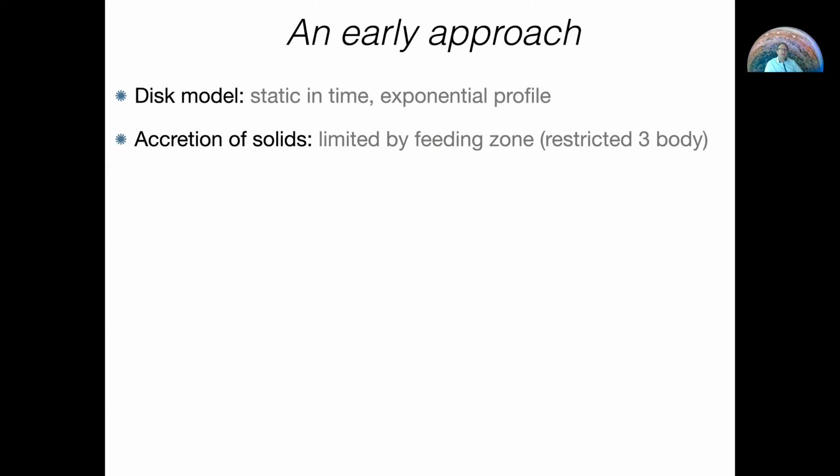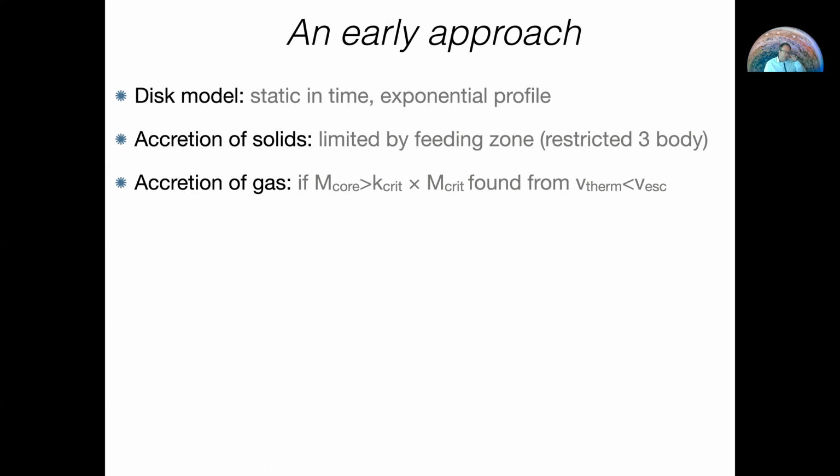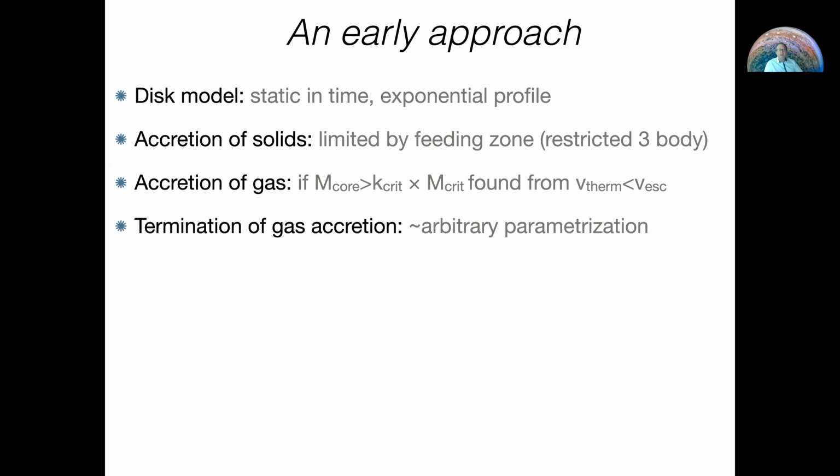So let's look a little bit more at this input physics. The disk model was static in time, with an exponential profile. The accretion of solids is approach limited or derived from the restricted three-body problem, and he already had the concept of feeding zones. He also had some kind of critical mass, although how it's derived was more or less dependent on this parameter here, k crit, which was a free parameter. He had a more or less arbitrary parameterization of the termination of gas accretion.